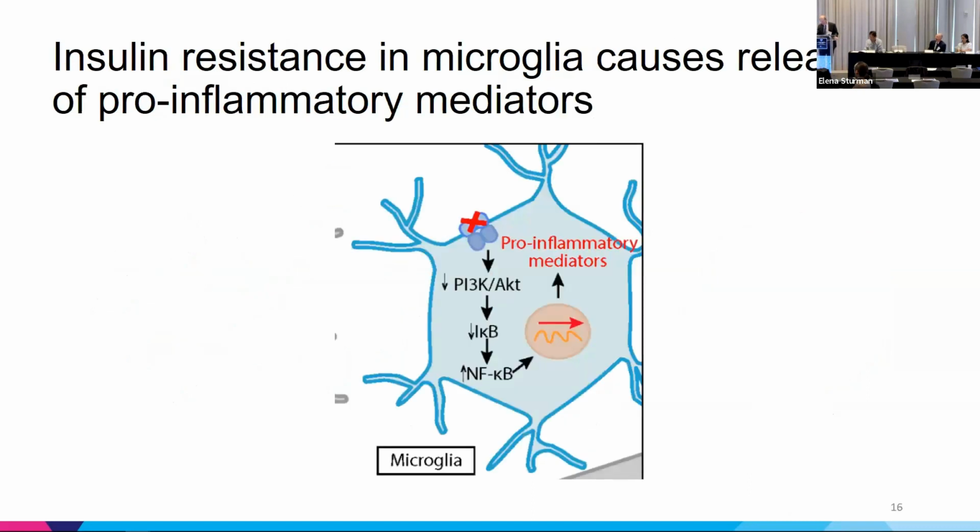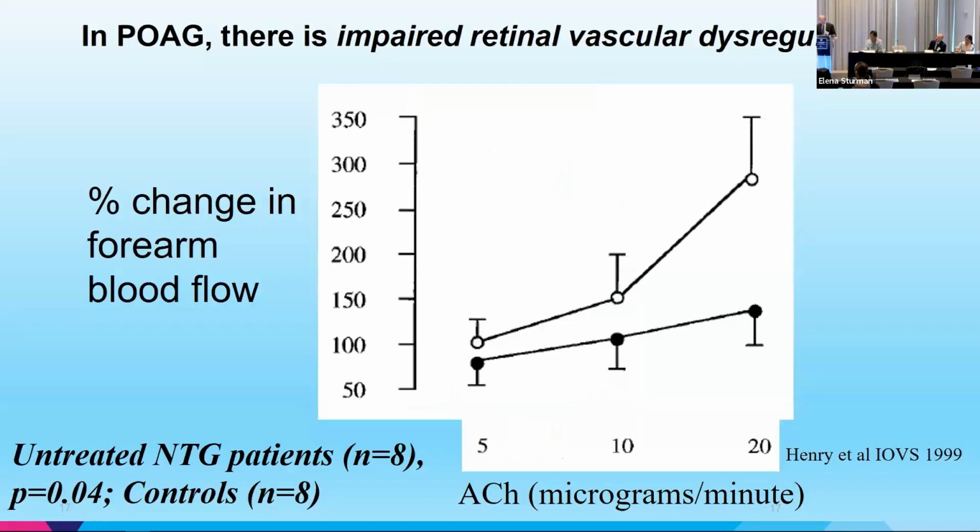And so this slide summarizes insulin resistance in microglia, because if insulin doesn't bind to the insulin receptor, or you don't get the inhibitors of pro-inflammatory mediators, you activate the microglia, and that will contribute to retinal ganglion cell apoptosis. And we heard in the last session how immune factors are showing up in GWAS in relationship to glaucoma. So what about the clinical evidence for insulin resistance in glaucoma?